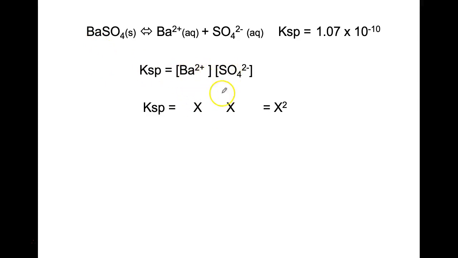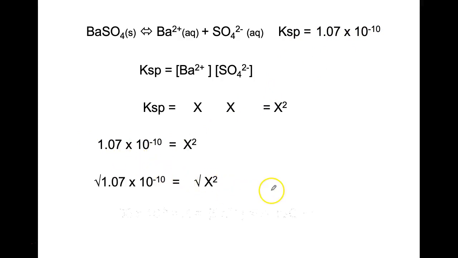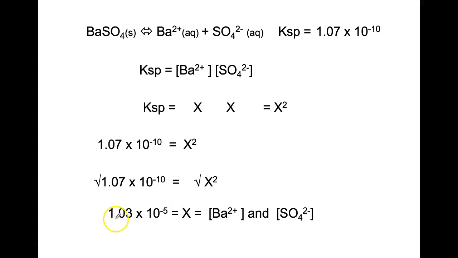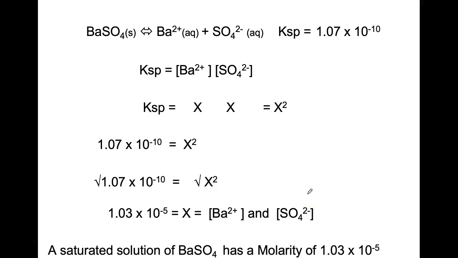So replace both of these with x's, and that'll give us x squared. And then we're going to bring down 1.07 times 10 to the negative 10th down here, and then we're going to find the square root of that. And we get 1.05 times 10 to the negative 5th. And that equals x, which equals the concentration of both of these ions. A saturated solution of barium sulfate then has a molarity of 1.03 times 10 to the negative 5th moles per liter.